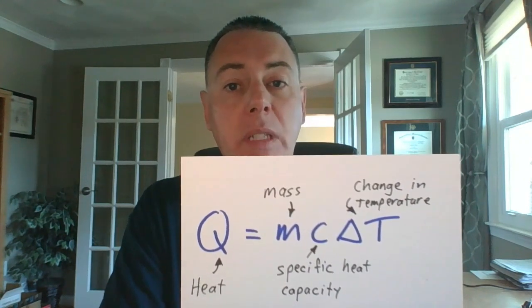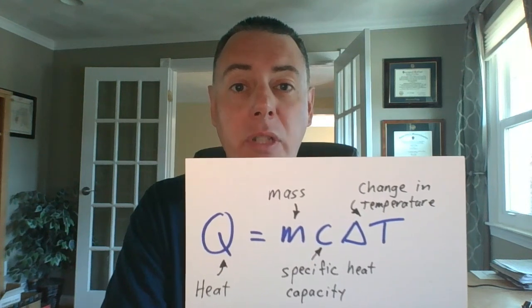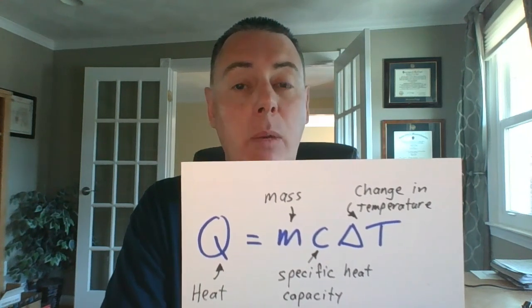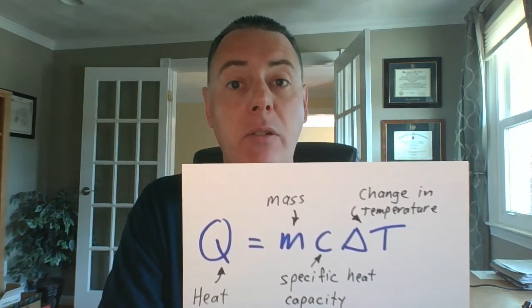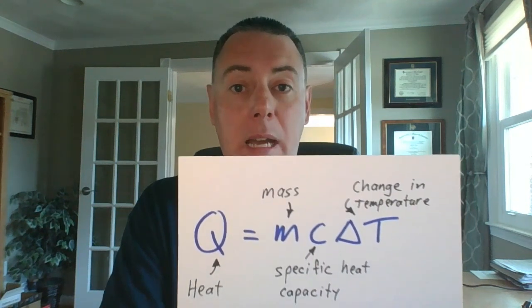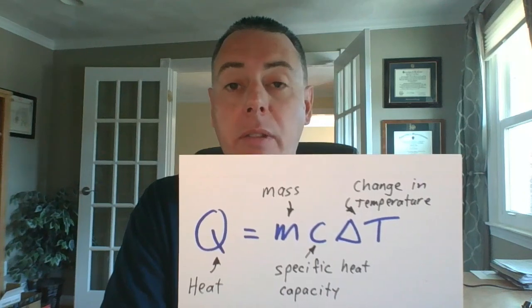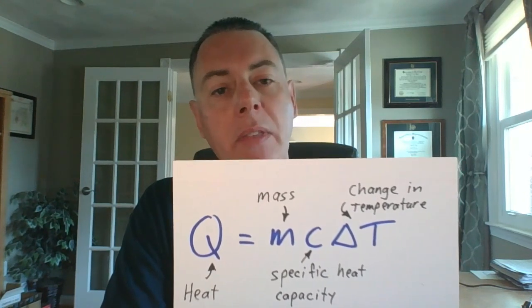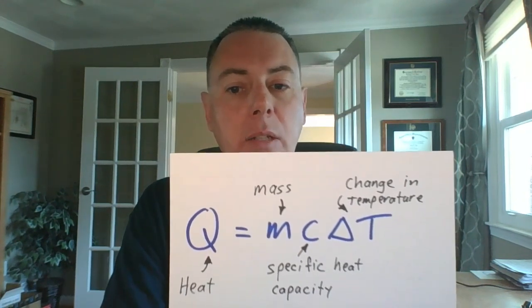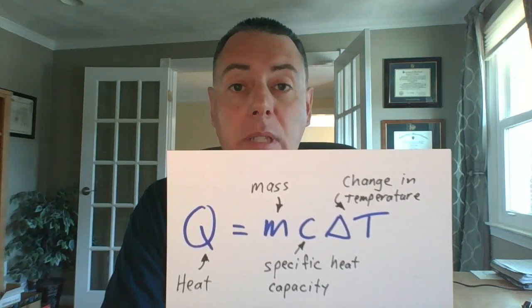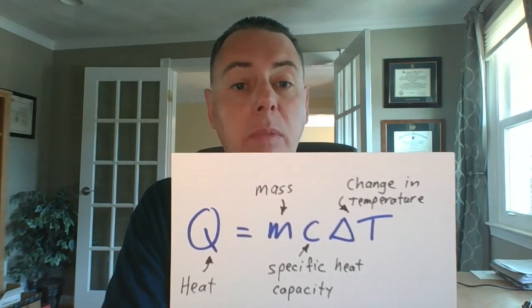We can think of specific heat capacity as how much energy is required to take something and warm it up, or how much energy we would need to get rid of to cool it down. Some things need lots of energy to change their temperature, other things do not. And then the delta T is our change in temperature, and that has to be a capital T, because lowercase t would be for time.